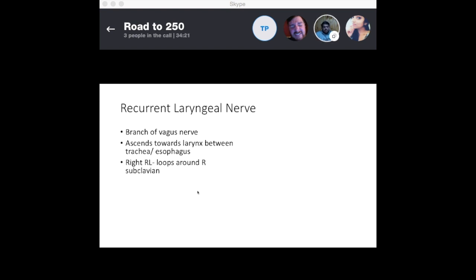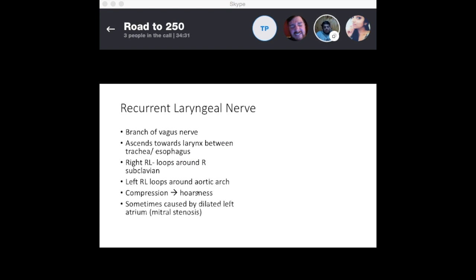The right recurrent laryngeal nerve loops around the right subclavian artery, and the left recurrent laryngeal nerve loops around the aortic arch. So if they are compressed, it can cause hoarseness, and this is sometimes caused by a dilated left atrium or mitral stenosis. And with aortic dissection, you can also see hoarseness because of the aortic arch.